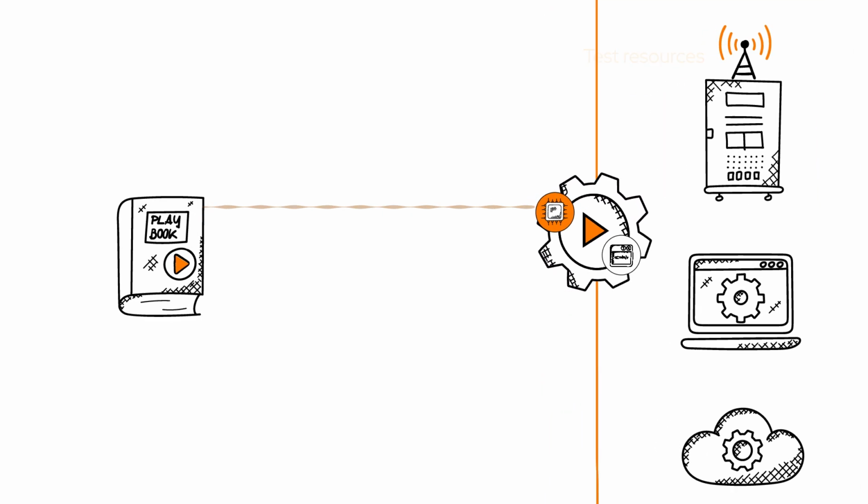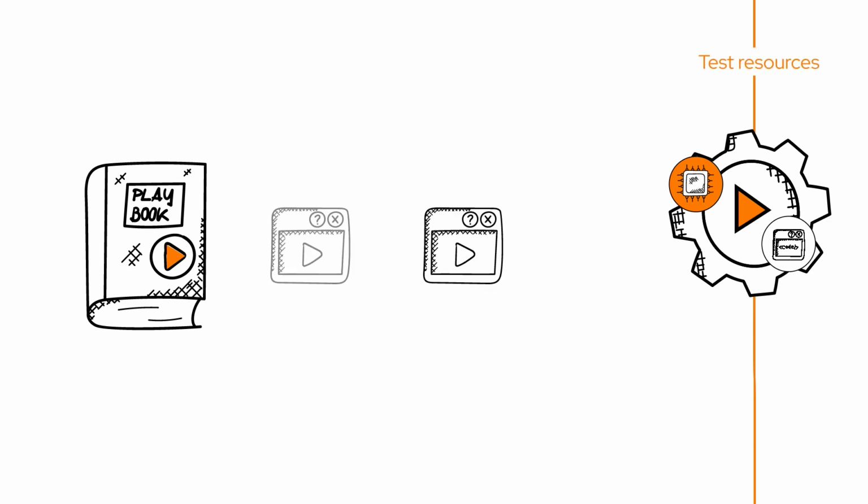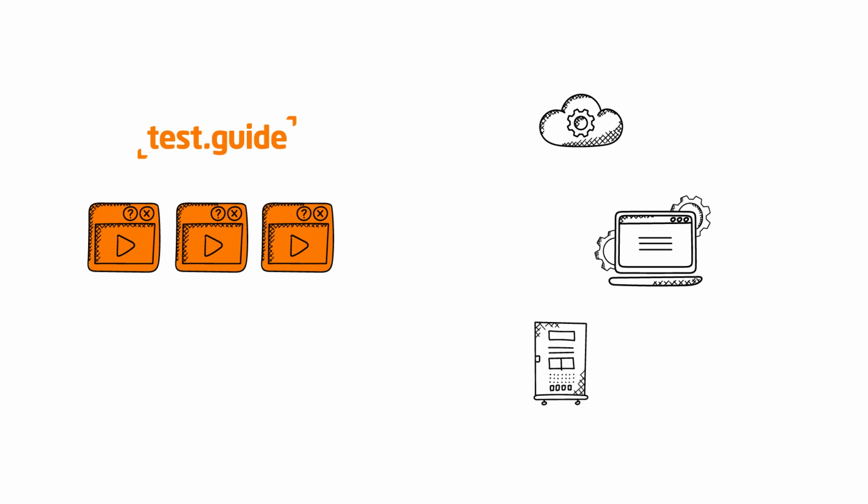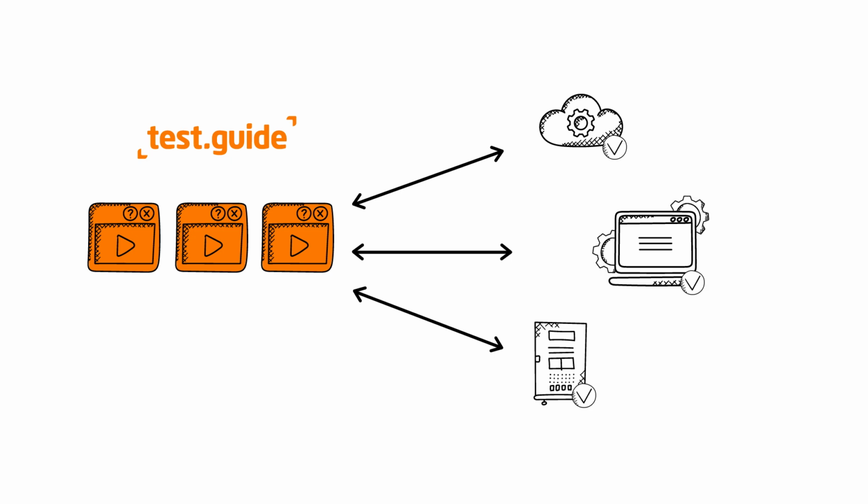When you execute a playbook, execution tasks will be generated and queued immediately. The test resource requirements are copied from the playbook into the execution tasks. test.guide then tries to match these execution tasks to test resources. That is, it tries to find test resources whose configuration fulfills the requirements.